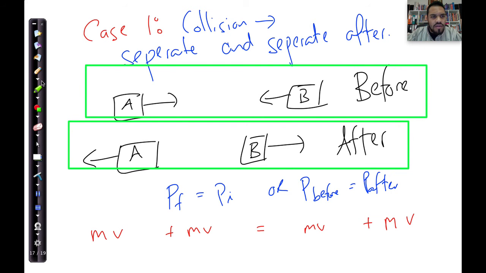Right, now you start filling in things. You say, well, this is the mass of A and the velocity of A, and this is the mass of B and the velocity of B, and this is of A, and this is of A, and this is of B, and this is of B. Then you say, well, this is in the before side, so I put the initial, and I put the initial, and then I put here final, and I put here final. And this is your case 1.